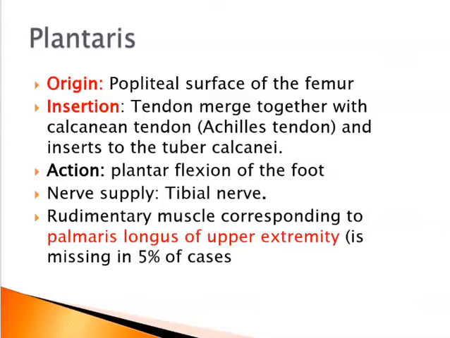Another muscle which is in the back of leg is plantaris. Origin is from popliteal surface of femur. Insertion: this tendon merges with the calcanean tendon, that is Achilles tendon, and gets inserted into tuber calcanei. Action is plantar flexion of the foot. Nerve supply is the tibial nerve. This muscle is rudimentary, corresponding to palmaris longus of upper extremity, and it is missing in 5% of the cases.